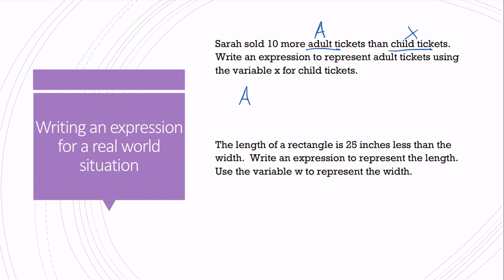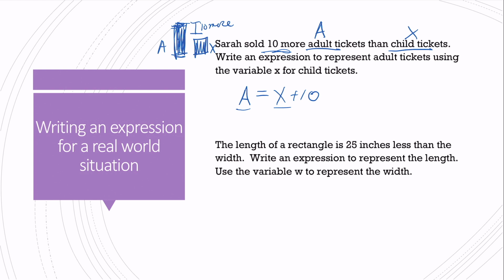So how could I have the number of adult tickets equal to the number of child tickets? Well, she sold 10 more adult tickets. So in order to make these two amounts equal, if you think of it as a bar graph, here's the number of adult tickets, here's the number of child tickets, and we know that she sold 10 more. So in order to make these two equal, I would have to add 10. And for this problem, it just wanted us to set up the problem.